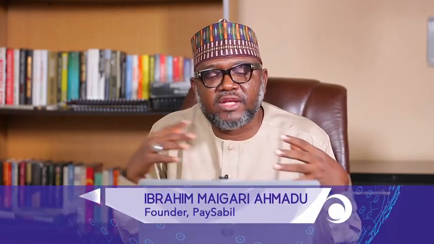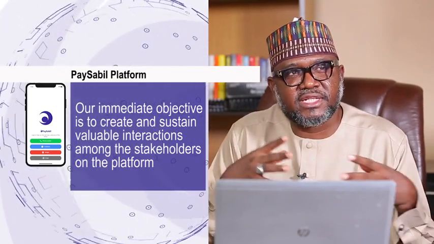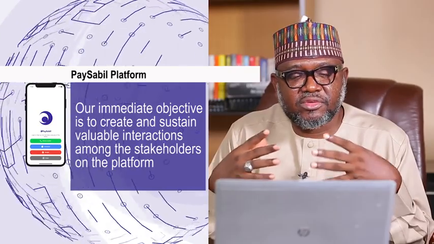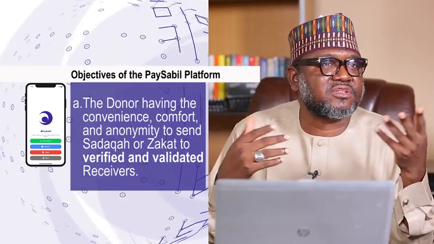Our immediate objective is to create and sustain what we call valuable interactions among the stakeholders on the platform. Like I mentioned to you, we have the donor, we have the receivers, we have the partners, we have our Project Validation Council. So the whole objective for now is to facilitate valuable interactions. But valuable interaction in this context means the donor having the convenience, the comfort, and the anonymity to send Sadaqah or Zakat to verified and validated receivers. That's a valuable interaction to a donor. And like I said, each and every one of us is a potential donor.